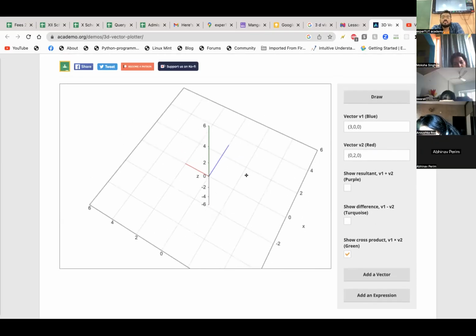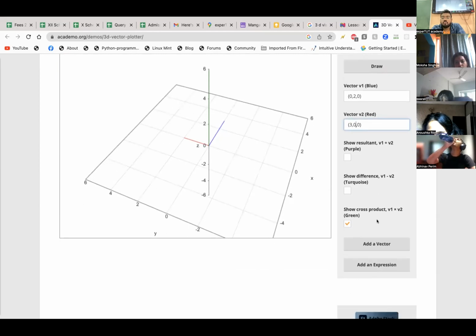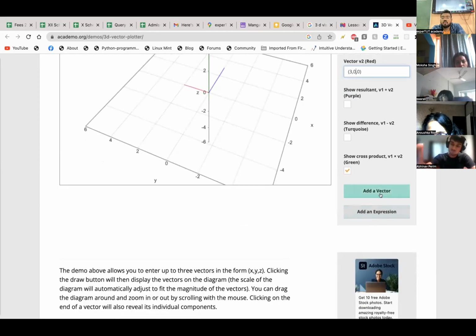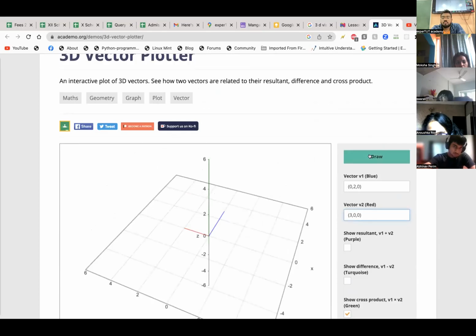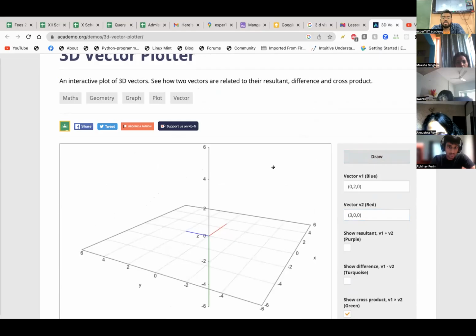But if it was the other way around, that is, it is 3i cross 2j, right? What if it is 2j cross 3i? So I'll edit this and make this 2 and edit this and make this 3, okay? Now you see the vector went down. And now you understood?